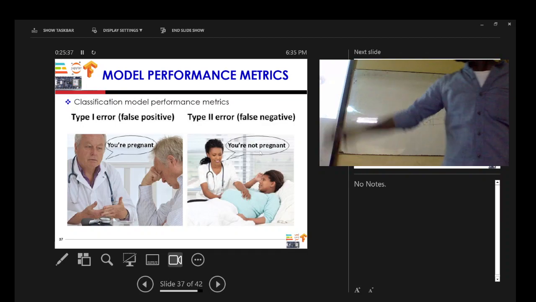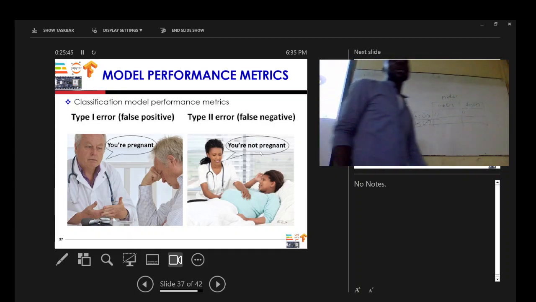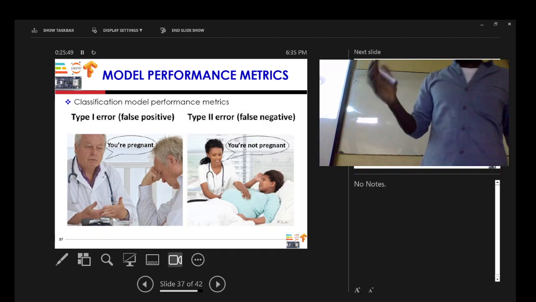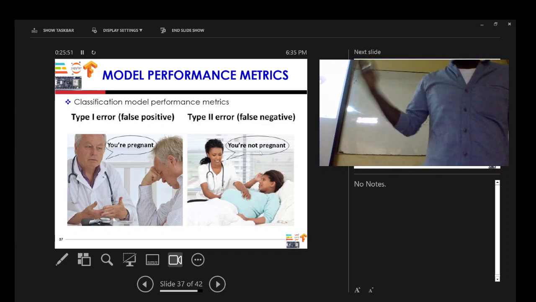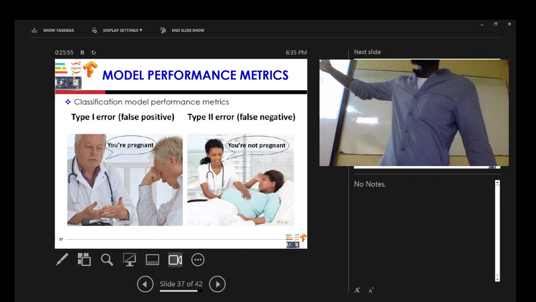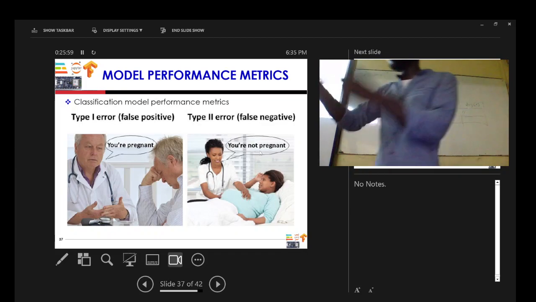So now our next thing is this: how a type 1 error looks like. The type 1 error is a false positive. So you are a man, you go to the hospital, they do a test, and then they tell you are pregnant. The pregnancy test comes positive. So that is a false positive because a man cannot get pregnant, right? The test showed that you are pregnant.